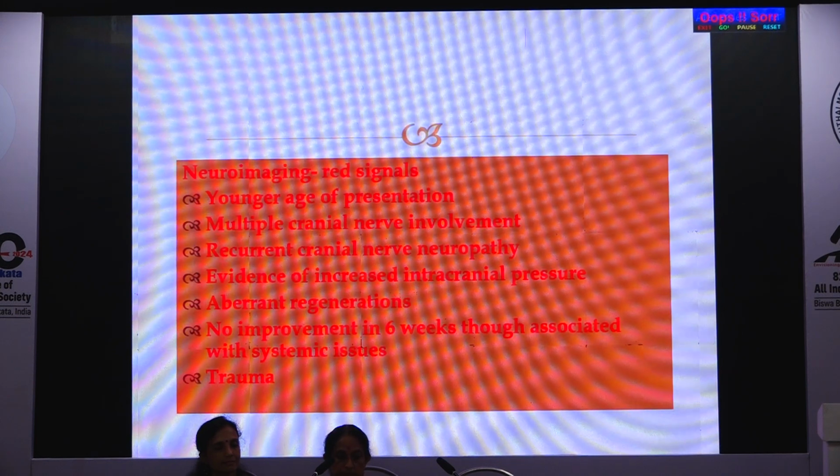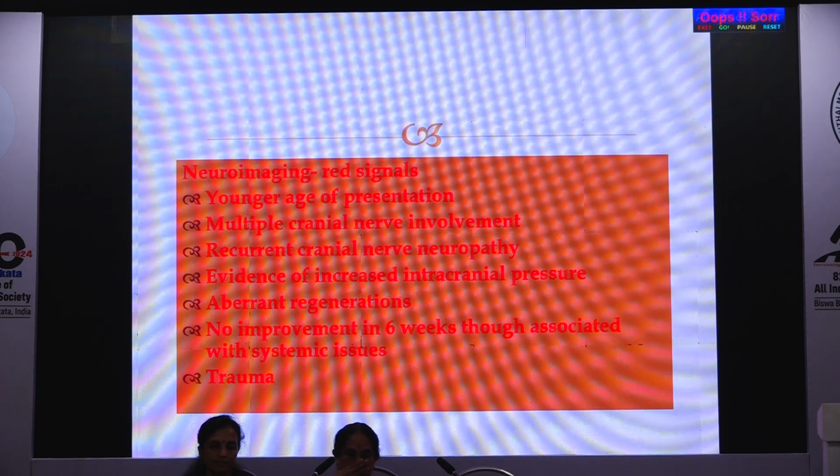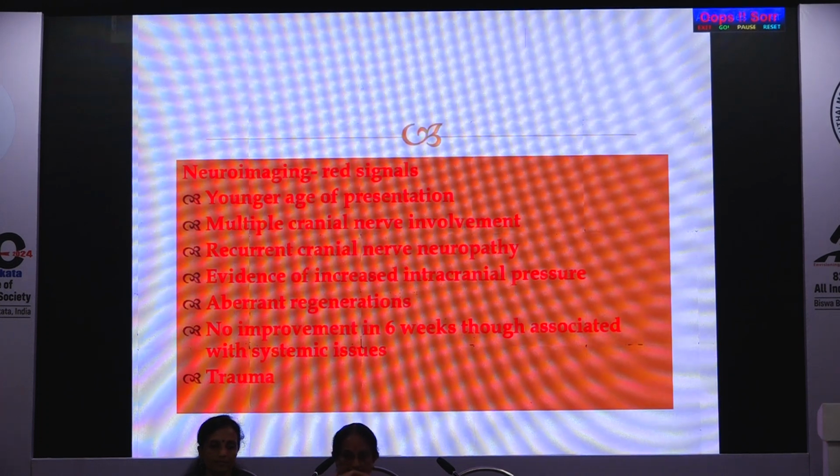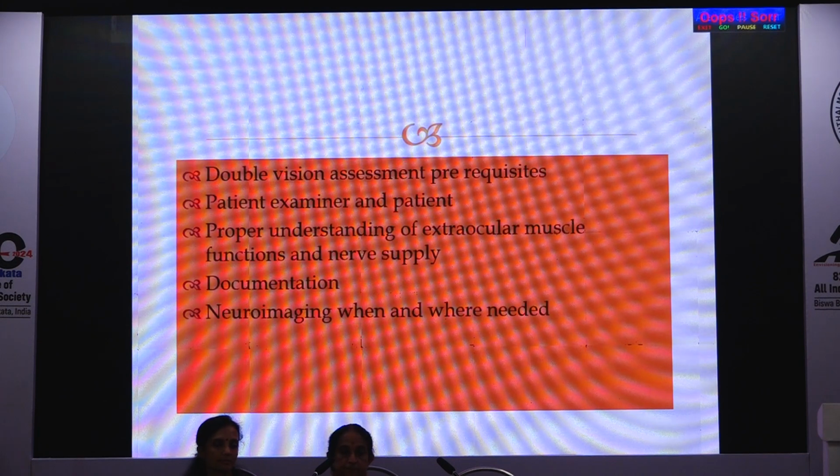The red signals for neuroimaging are younger age of presentation, multiple cranial nerve involvement, recurrent cranial nerve neuropathy, evidence of increased intracranial pressure, aberrant regeneration if no imaging was done earlier, and no improvement in 6 weeks in double vision when associated with a systemic condition and trauma. So double vision assessment prerequisites: patient and examiner should be patient, proper understanding of extraocular muscle functions and nerve supply, documentation, and neuroimaging when and where needed. Thank you.